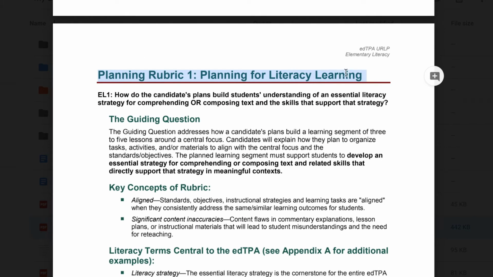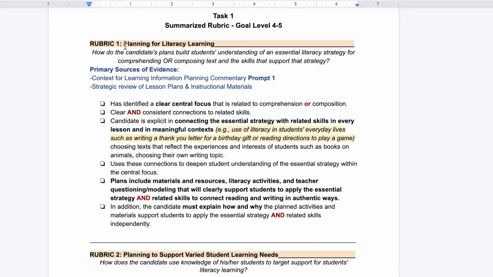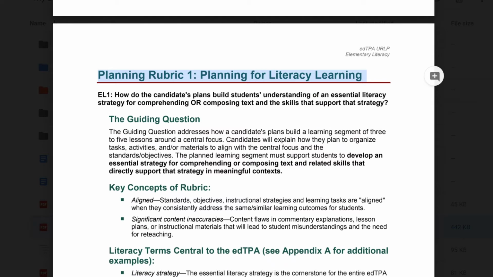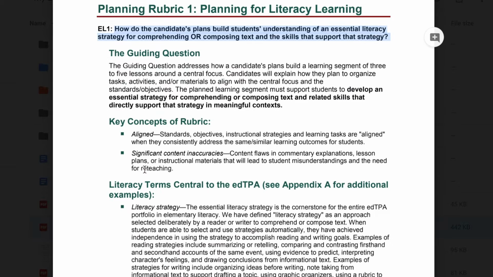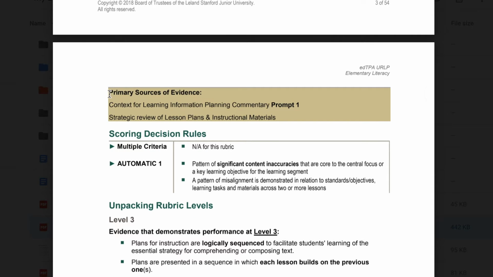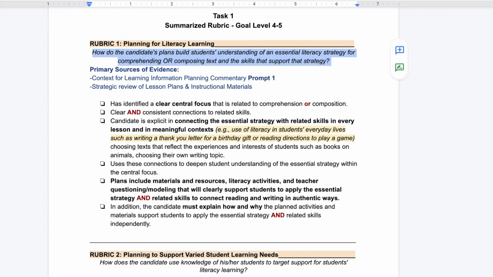Okay, so this is what I did. I copied the planning rubric 1, and then I went to a Google Doc and pasted it. And then I went back to the Understanding Rubric and copied the essential question from each rubric, and again went back to the Google Doc and pasted it for each rubric. Then I went back to the Understanding Rubric and copied the primary sources of evidence. This is where the scorer will look to grade your rubric. For rubric 1, they're going to look at context for learning, prompt 1, and your lesson plans and your materials.